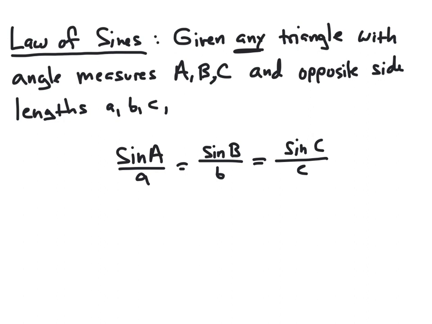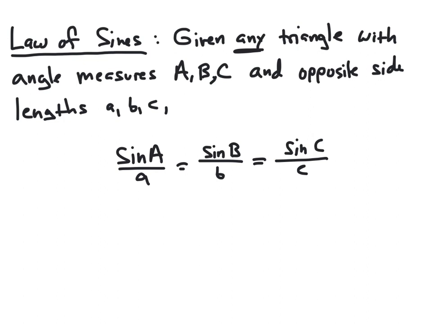Notice that the numerators are all the sines of our angles, capital A, capital B, and capital C, and the denominators are these opposite side lengths, lowercase a, lowercase b, and lowercase c. In practice, at a given point in a problem, we would likely only use the fact that two of these are equal to each other, but we could use any two of them.